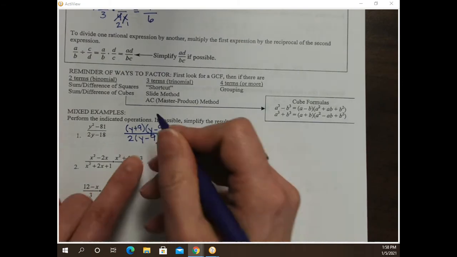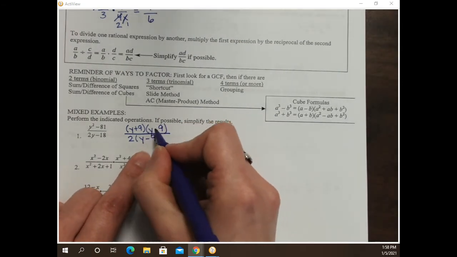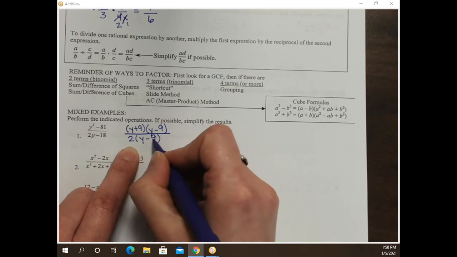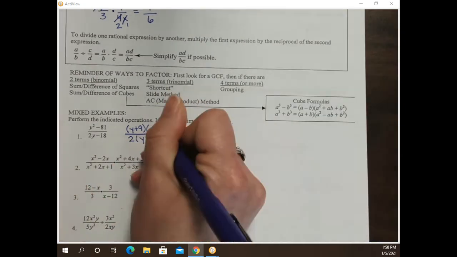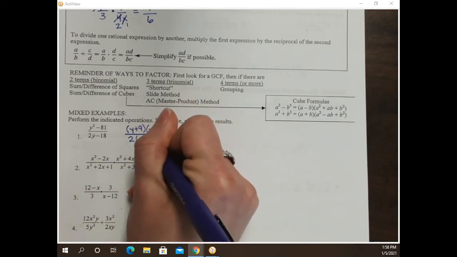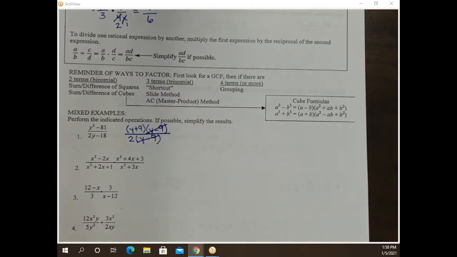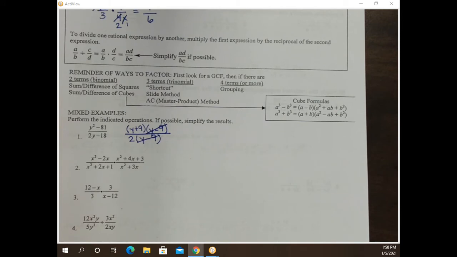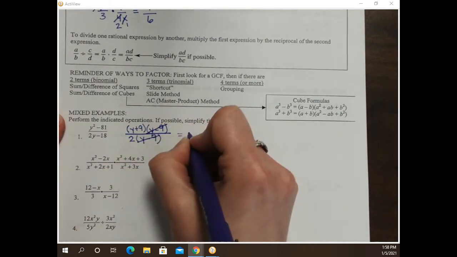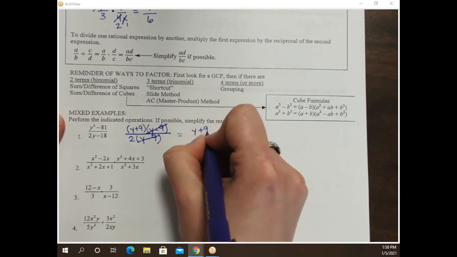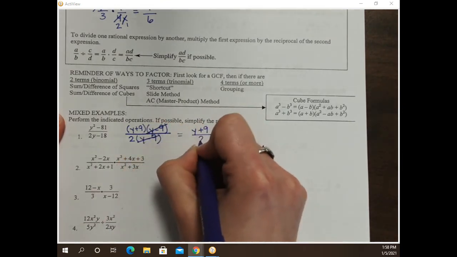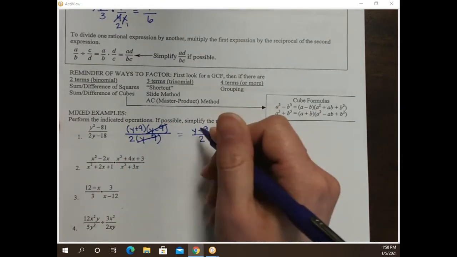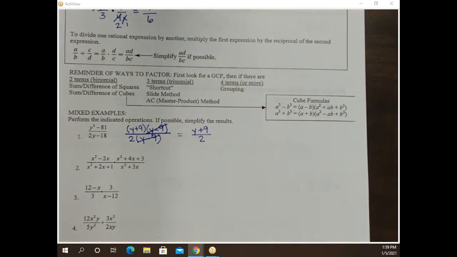So now I want you to notice I have y minus 9 on top and y minus 9 as a factor on bottom. So I can reduce that entire factor. You can reduce factors, not individual pieces, if there's those plus and minus signs. So reduce those factors. That would leave me with y plus 9 over 2. So there would be my simplified rational expression.